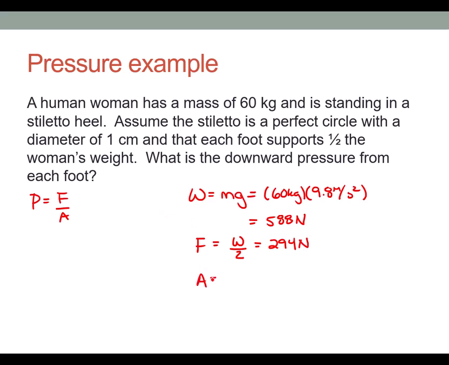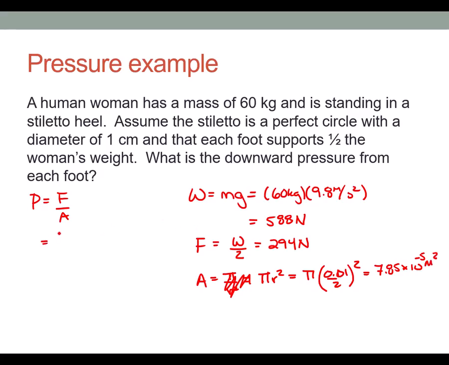And area again is pi r squared. Pi, the radius is going to be 1/2 of 1 centimeter, so that'd be pi times 0.01 divided by 2, squared, which works out to be 7.85 times 10 to the minus 5 meters squared.